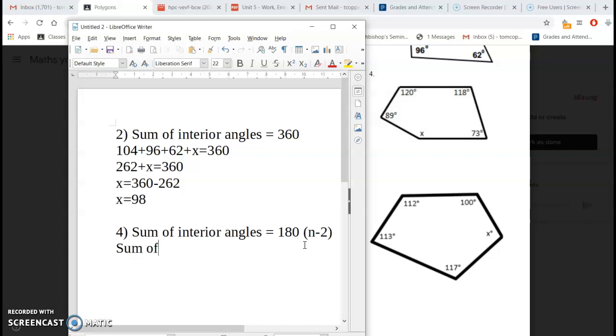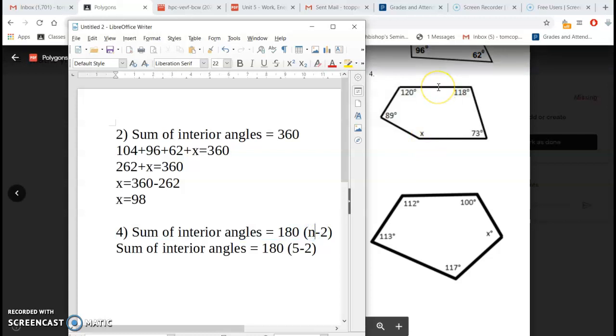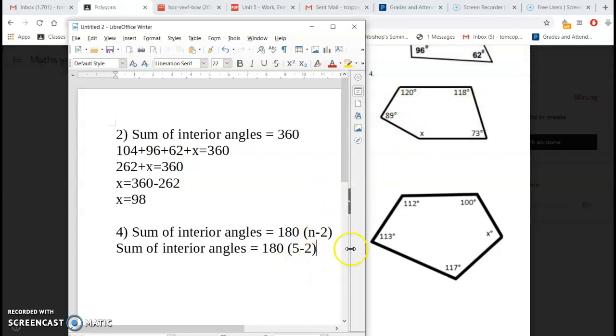So sum of interior angles equals 180, open brackets, 5 minus 2, close brackets. Because again, n in this equation is the number of sides, don't forget. And in this case, we'll have 1, 2, 3, 4, 5. Now, let's just do this.